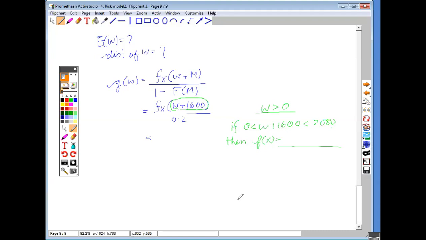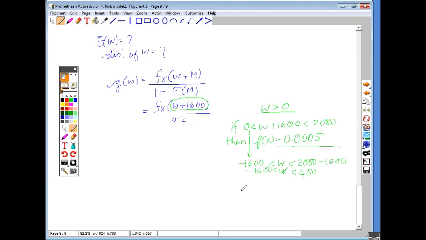One by 2000. Exactly, Prajakta. So it will be 0.0005, which is just 1 by 2000, right? So what I will do here is I will put a limit. I had my W plus 1600, which should be between 0 and 2000. So I'll first try to rearrange this. What do I get? I'll subtract 1600 from everywhere. So I'll get minus 1600 here, of which W should always be greater than, and it should be less than 2000 minus 1600, which is just 400. And here I have a W.